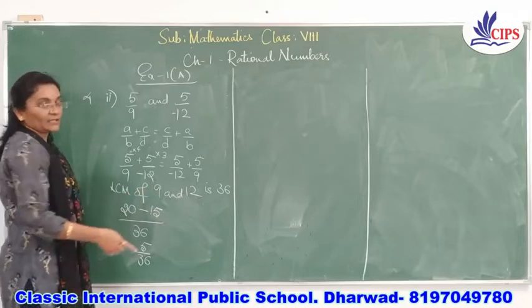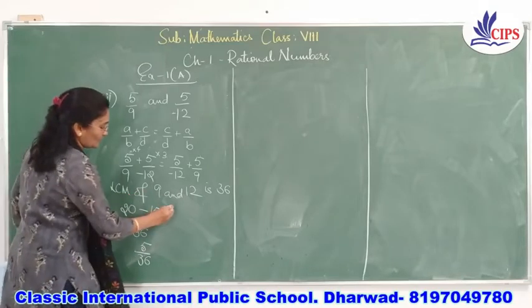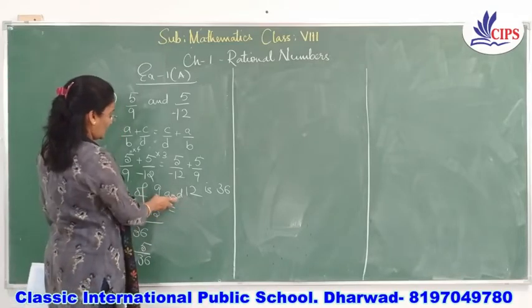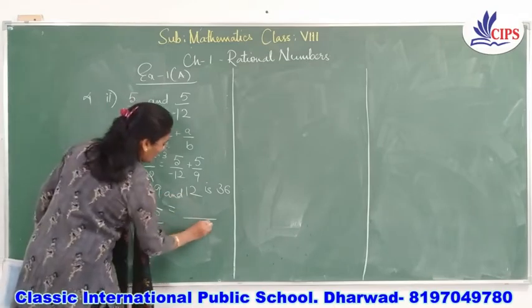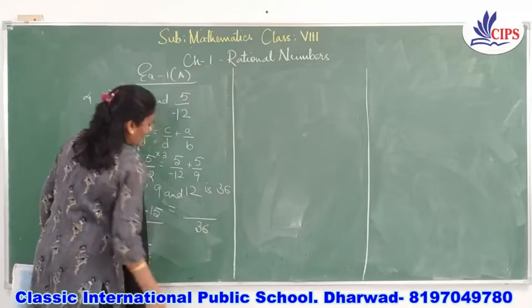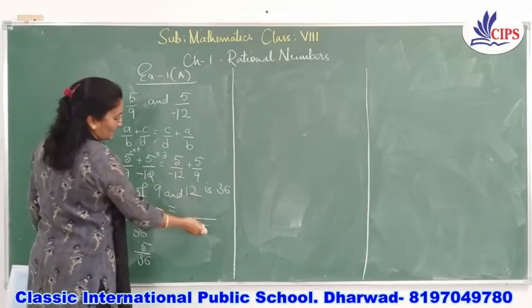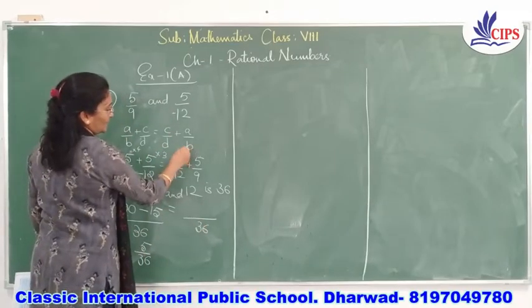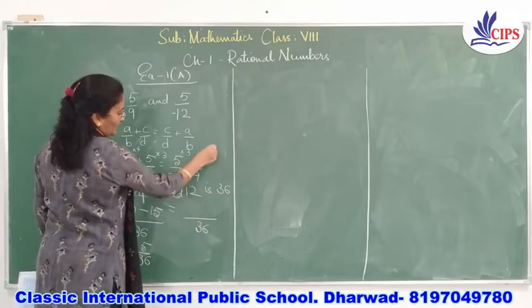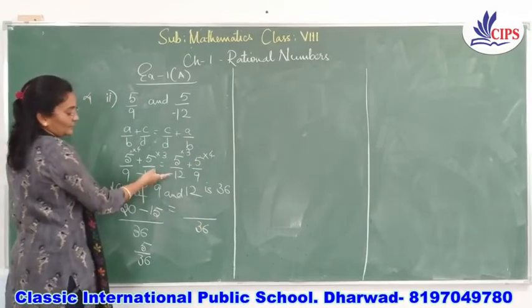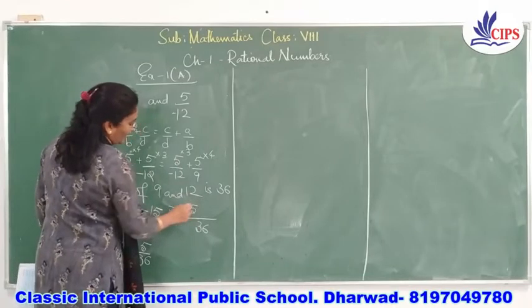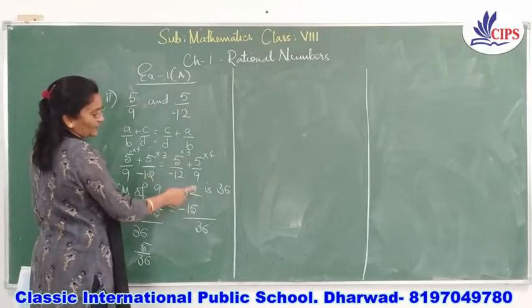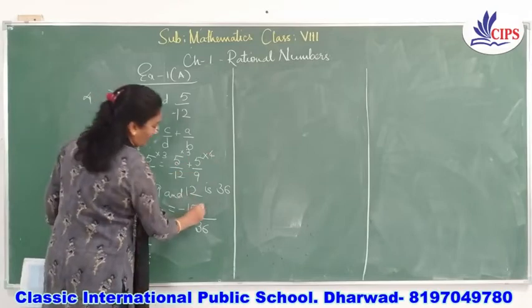Now we'll check whether we get the same answer on the RHS also. As we already know, the LCM of 9 and 12 is 36. So I'll write 36 for both. And 12 3s are 36 and 9 4s is 36. I'll multiply 4 here. And I'll shift this minus sign up. It becomes minus 15 when you multiply minus 5 into 3. We get minus 15. And here 5 4s are 20.